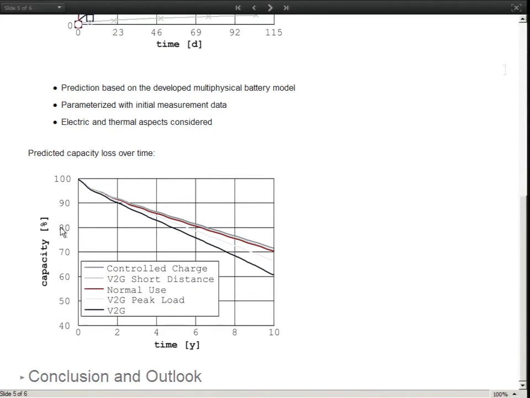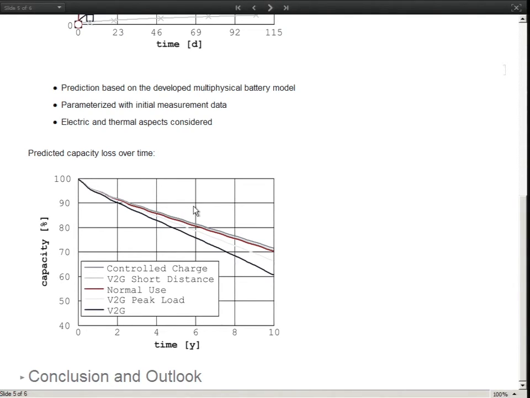And if we take this value, we see here that in the best case scenario, which is the controlled charge scenario, and it's pretty much the same as the vehicle-to-grid short distance scenario and the normal use scenario, so they're at the same level, the battery would last for about 6.5 years. But if we considered another scenario, the worst case scenario, the normal vehicle-to-grid scenario, the battery would only last for, let's say, 5 years. So there's a difference of 1.5 years in the possible application time of a battery, depending on the operating mode and on the operating strategy of electric vehicles.